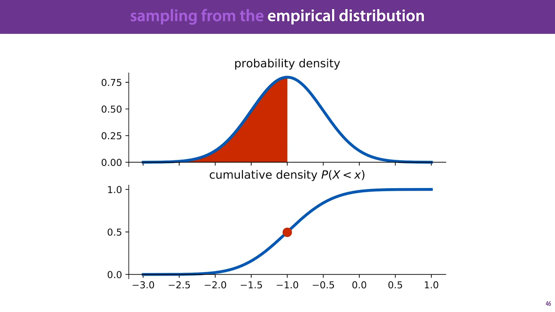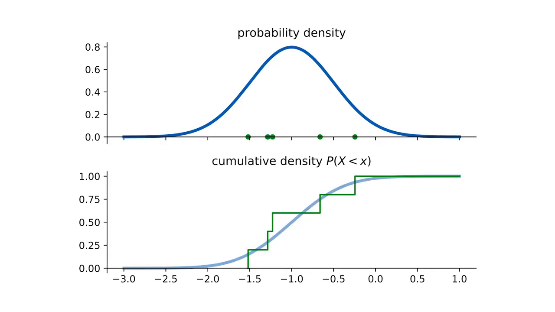And both the cumulative density function and the probability density function uniquely describe the probability distribution. If we sample 5 points from the original normal distribution, and then resample a single point from that dataset, we are essentially sampling from the green cumulative distribution function. This is called the empirical distribution, the distribution we get by resampling 1 point in our dataset.